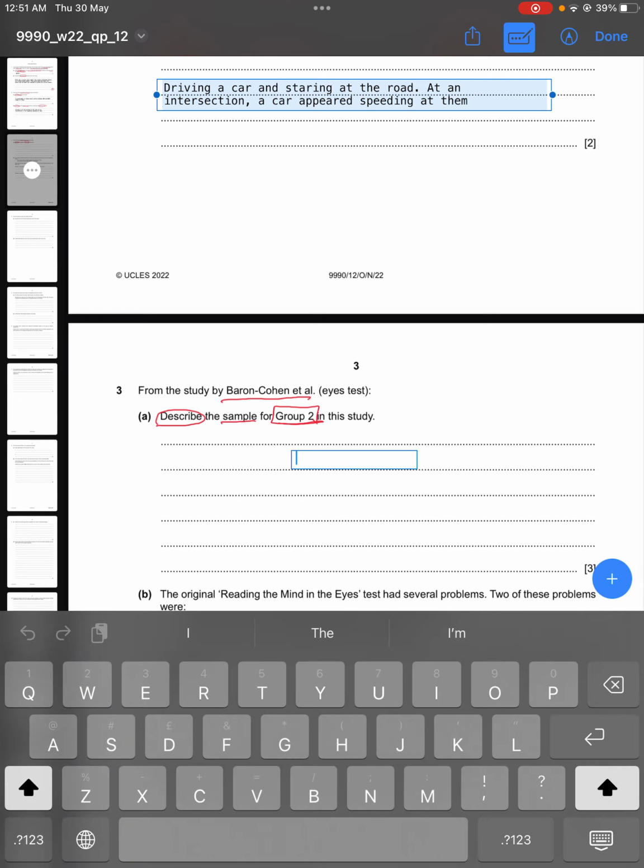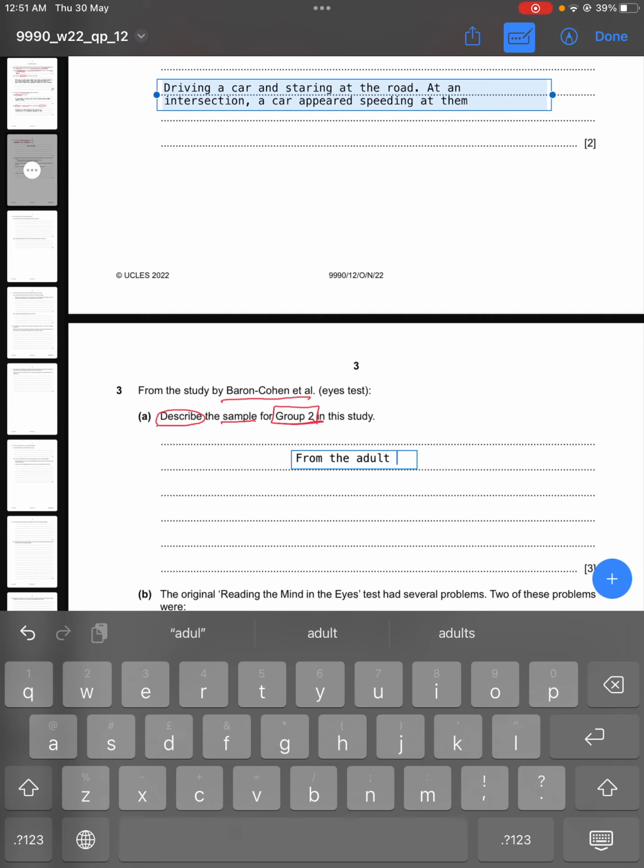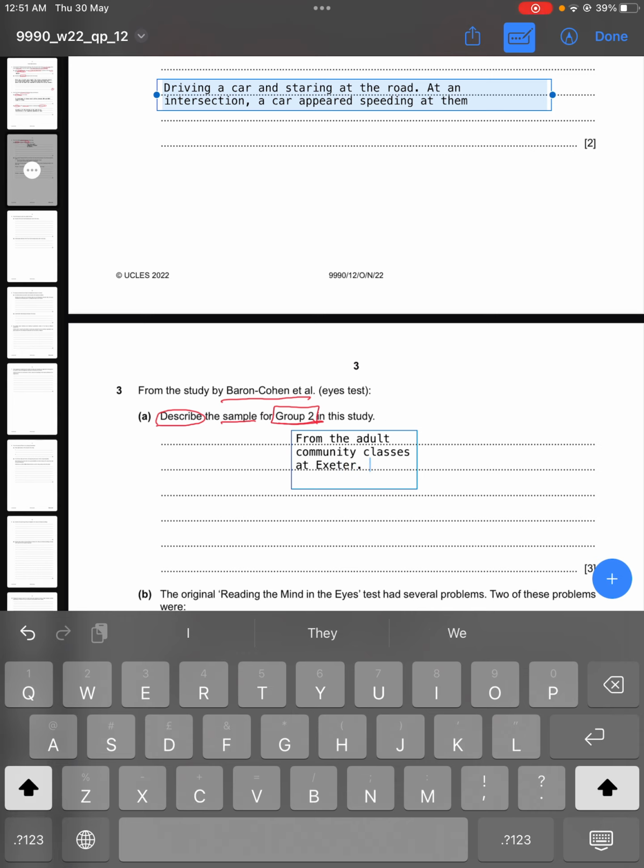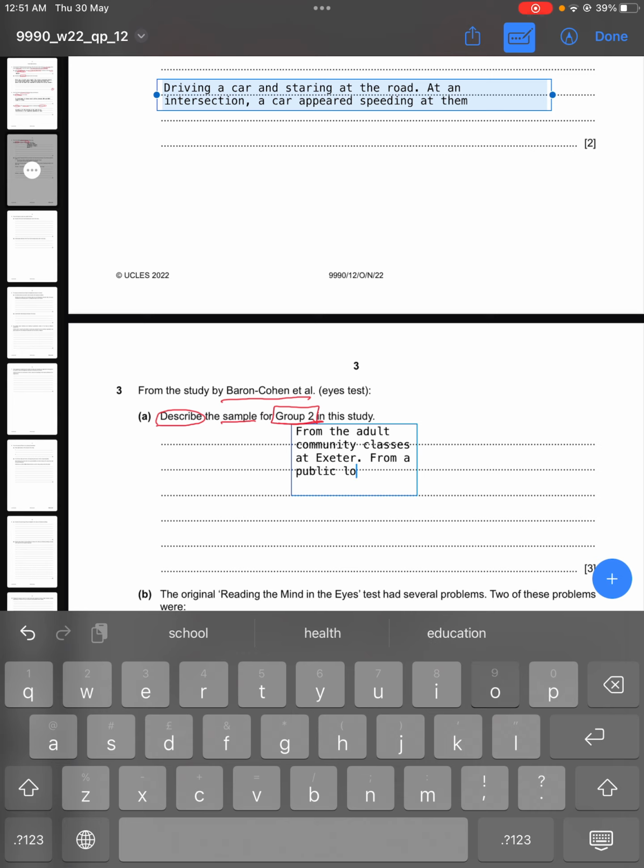You can write that they were all from the adult community classes at Exeter. They were from a public library, or they were public library users, anything would do it, and they were recruited through opportunity sampling.